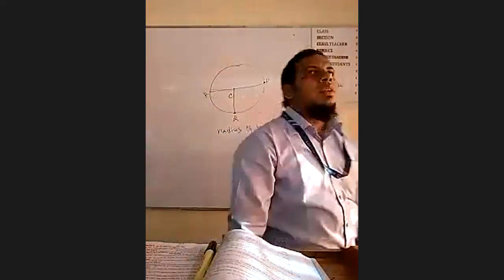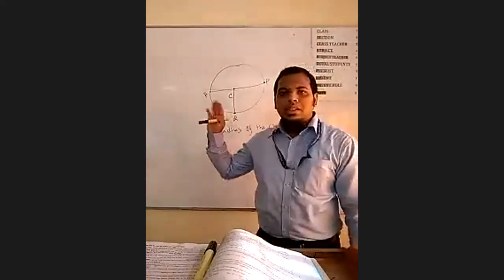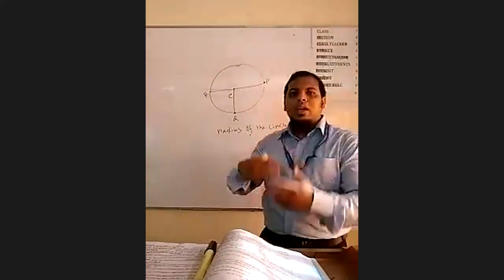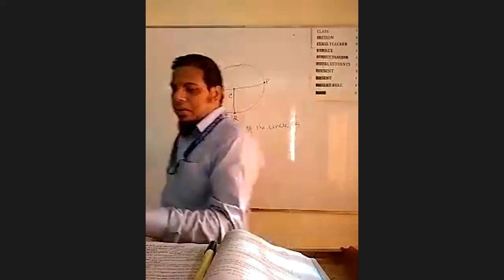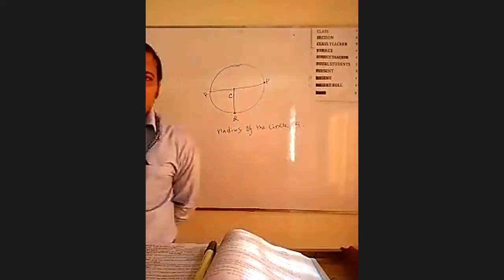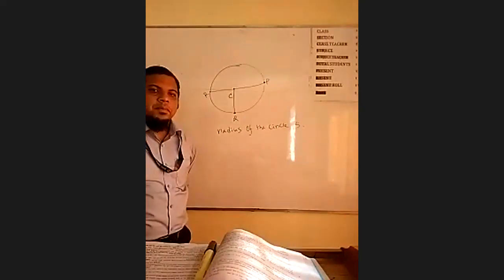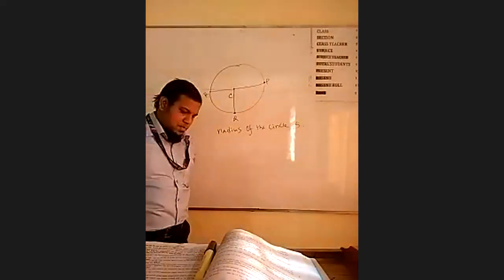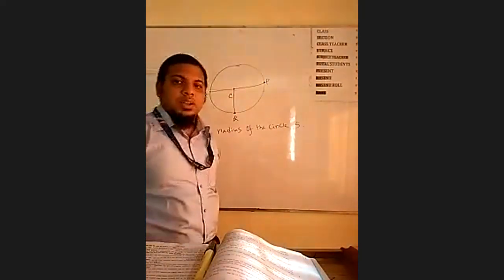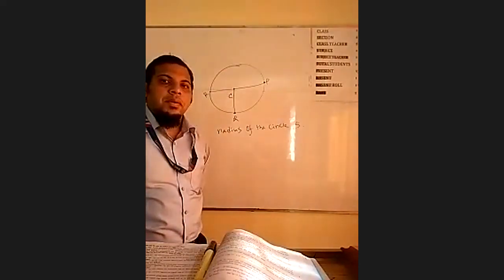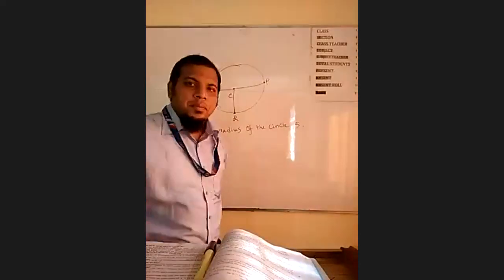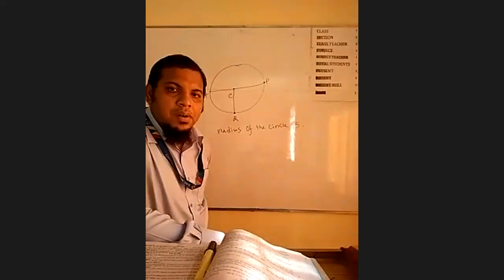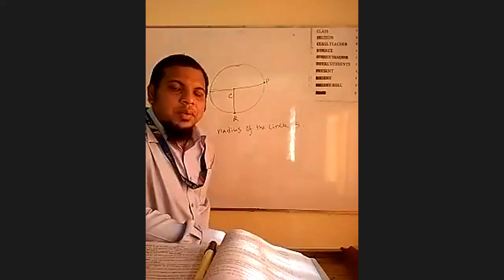So how many similar points are there in this circle like PQR? How many more points like PQR? Same distance from the center, or equidistant from the center. Can no one say?